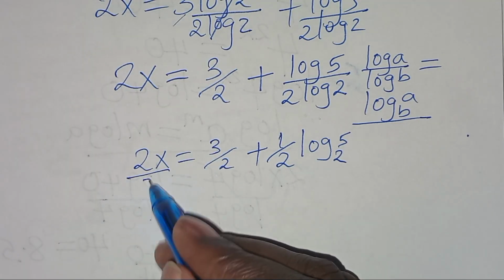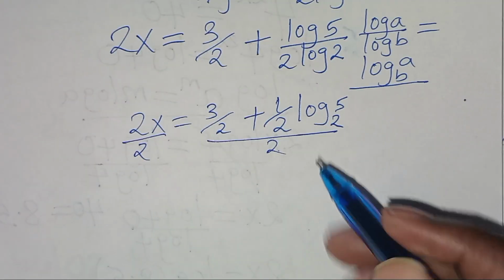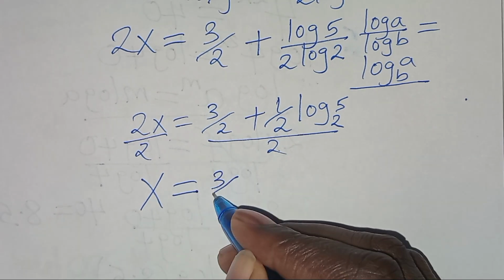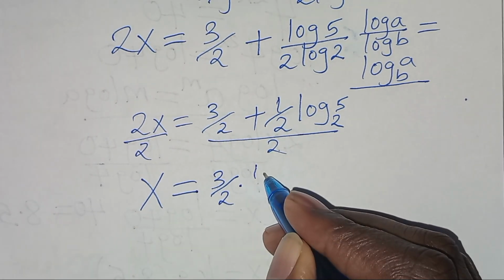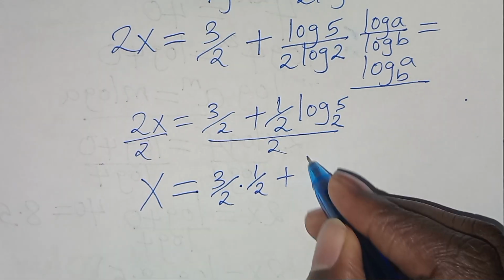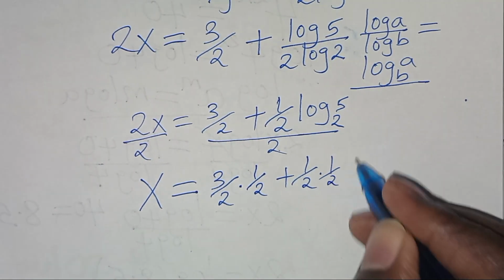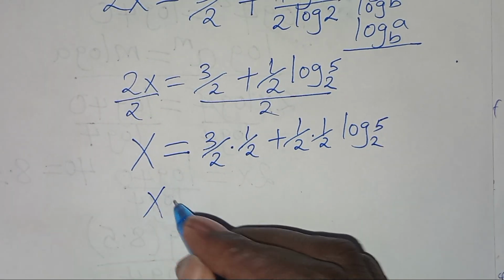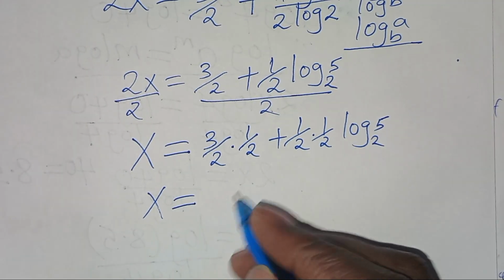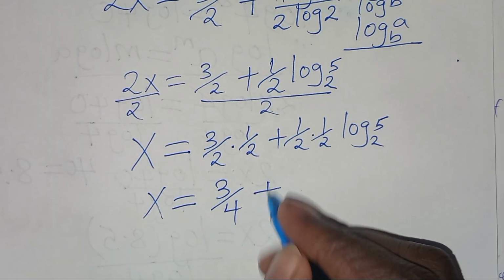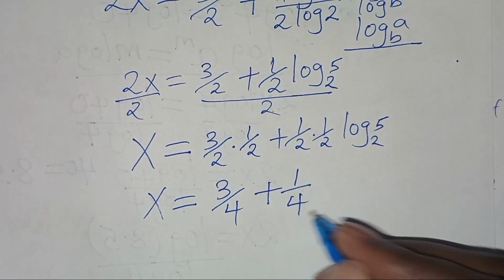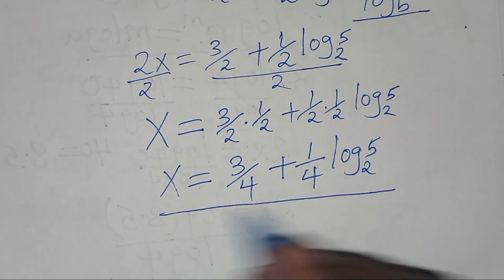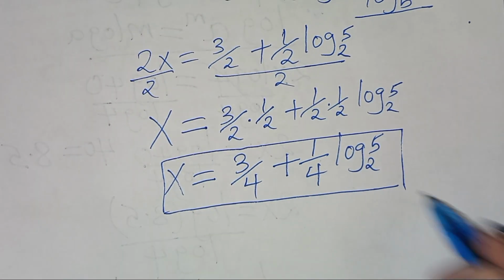So let's divide both sides by 2 here. So that now here, x is equal to 3 over 2 times half plus half times half log 5 to base 2. So x is equal to 3 over 4 plus 1 over 4 log 5 to base 2. Now this is the value of x.